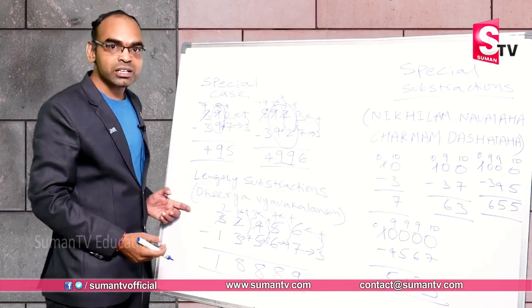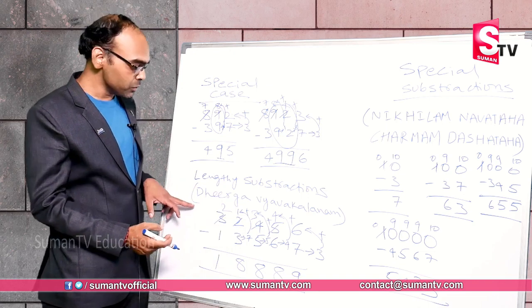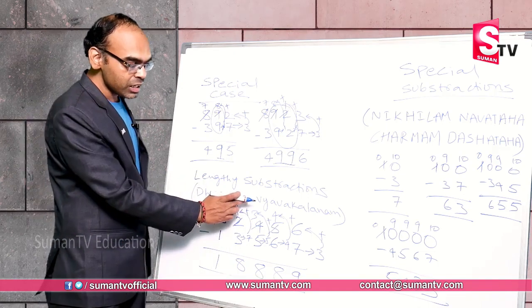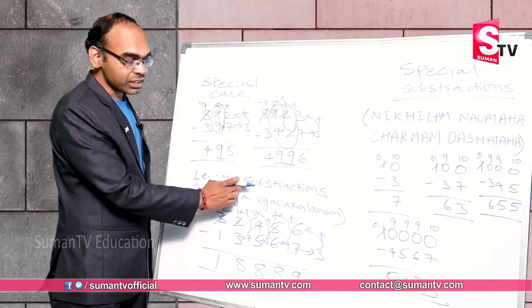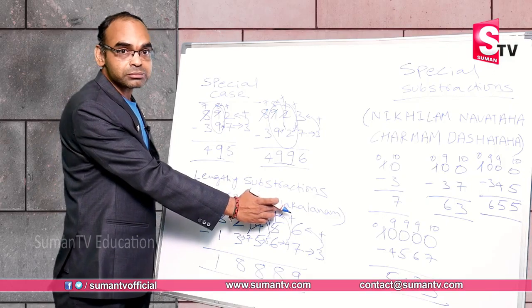Okay, now we will see lengthy subtractions. More than 3 digits, how will you do it? In Vedic maths, we call this Dirgha Vyavakalanam. In English, we call it lengthy subtractions.